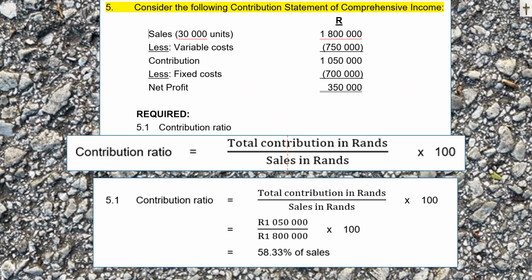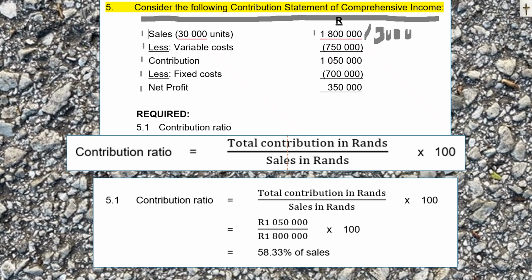Let's look at the next example. It says, consider the following contribution statement of comprehensive income. So we're given the sales figure in rands, we're given the variable costs, we're given the contribution, fixed costs, and the net profit. So the sales income, if we want to determine the selling price per unit, we could say 1.8 million divided by the number of units, which is 30,000, is equal to 60.